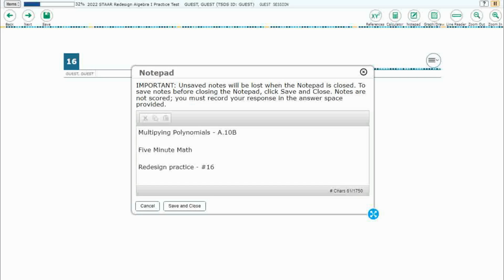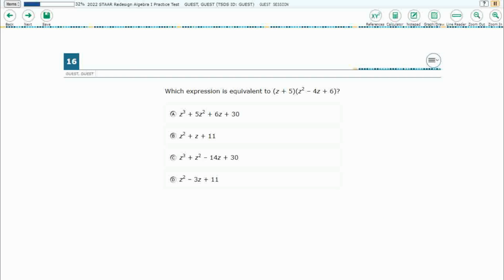Today we are looking at the Algebra 1 concept of multiplying polynomials. This is standard A.10B in the great state of Texas, and we are using item number 16 off the Redesign Practice Online STAAR test. If you haven't done so already, please go ahead and take a moment to pause the video, work this problem out on your own, unpause it, and we will look at our answers together.